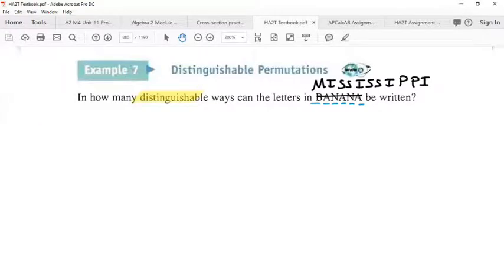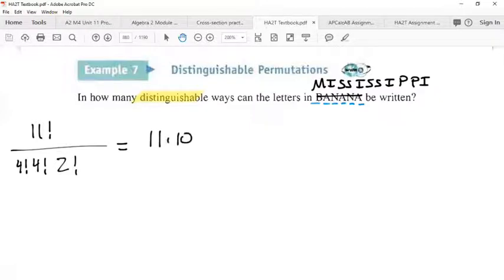So this is Mississippi. Same problem. You would first write down 11 factorial because there's 11 letters in there. But there's a few that are not distinguishable. The I's are not distinguishable, and how many I's do we have? The S's are not distinguishable. We have 4 S's. And then we have 2 P's. All right, we have lots of canceling to do. So let's write this out.